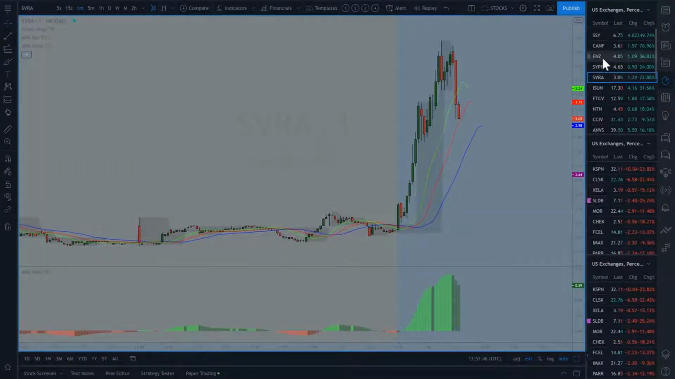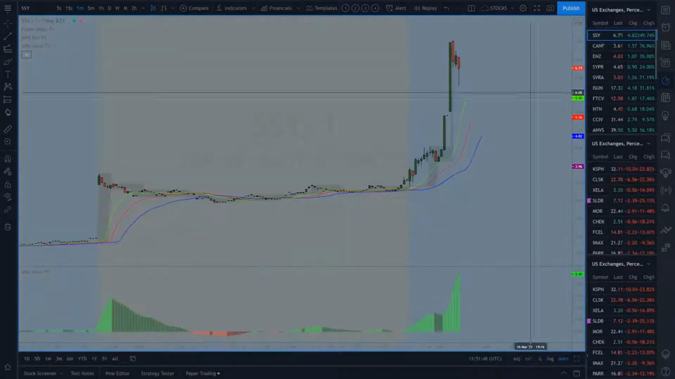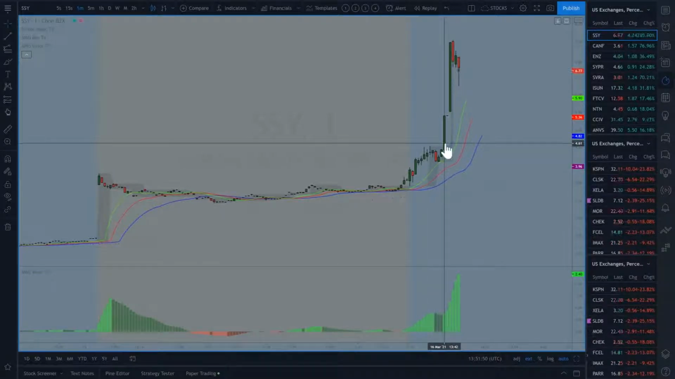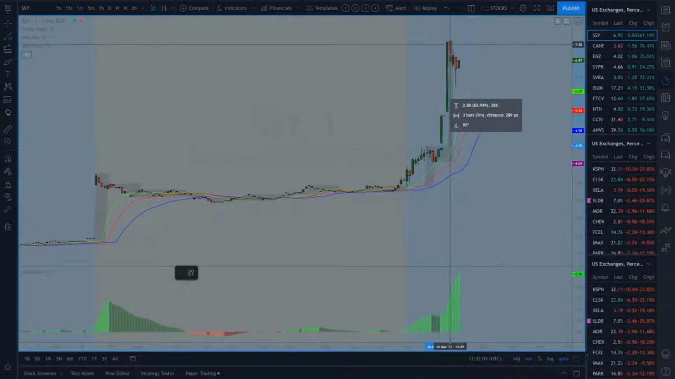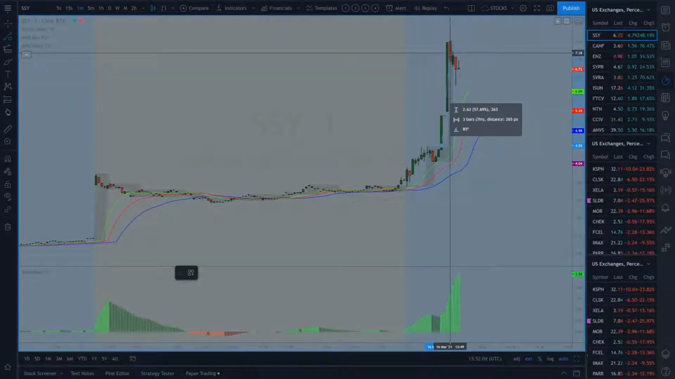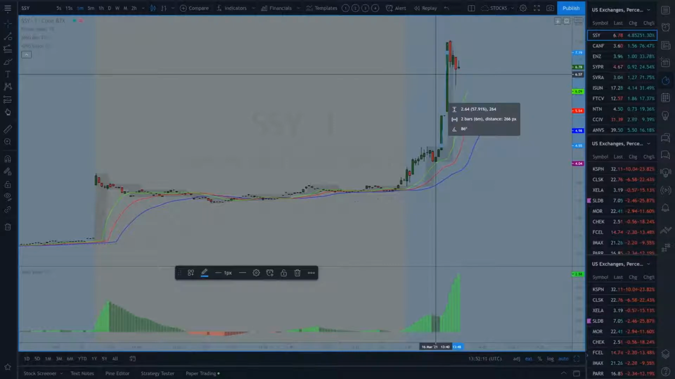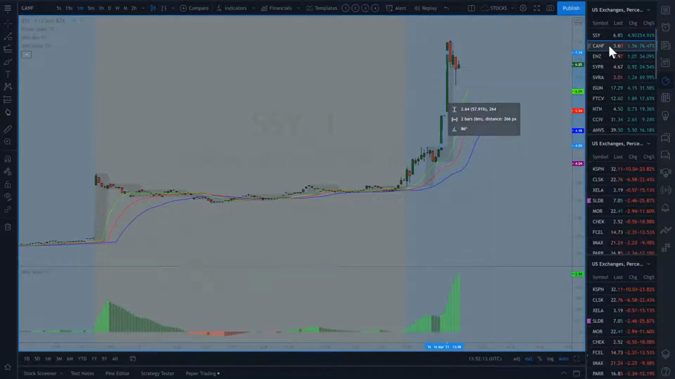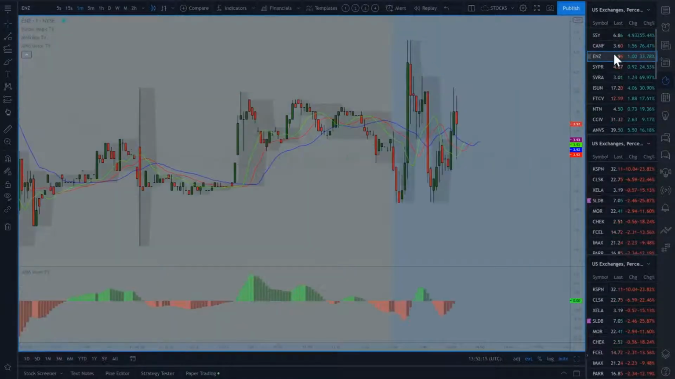So SVRA and SSY. Pretty fantastic trades. 470. Wow. That's like if you get in here or get in there. 57% move. Incredible.